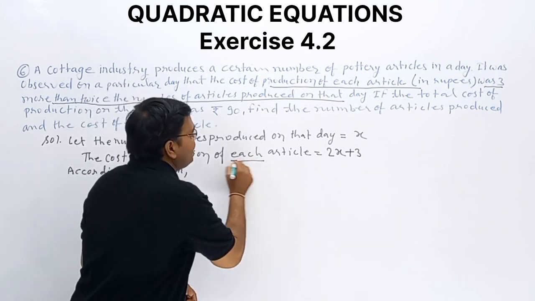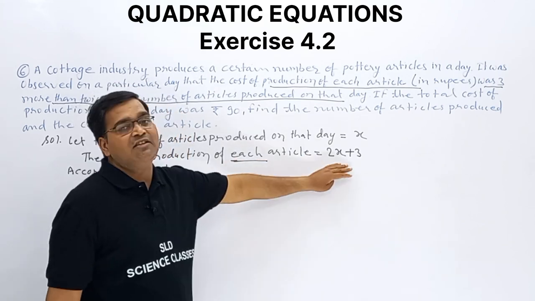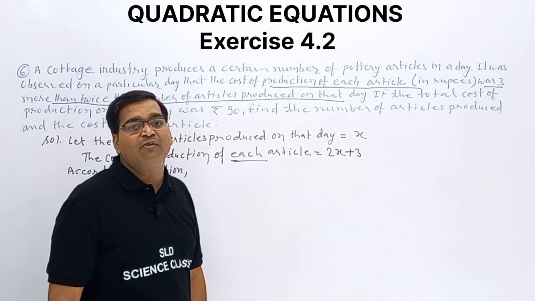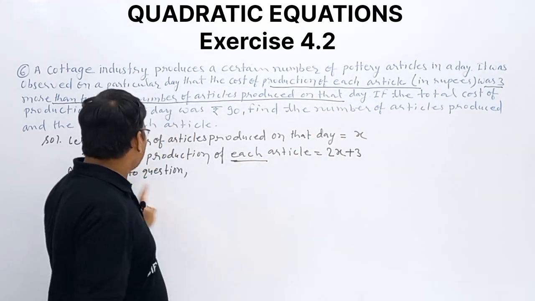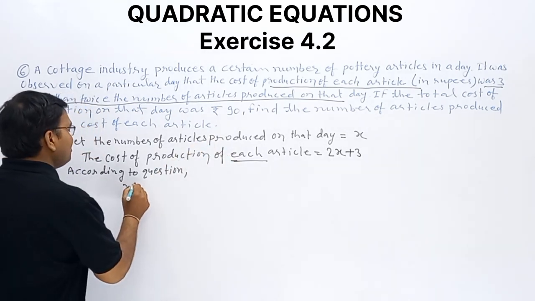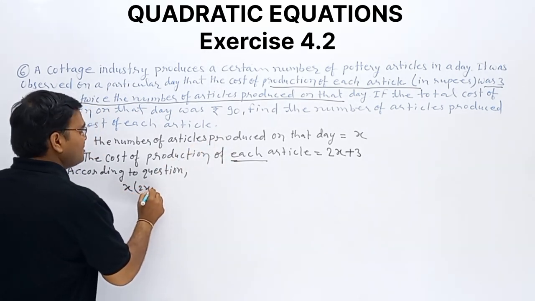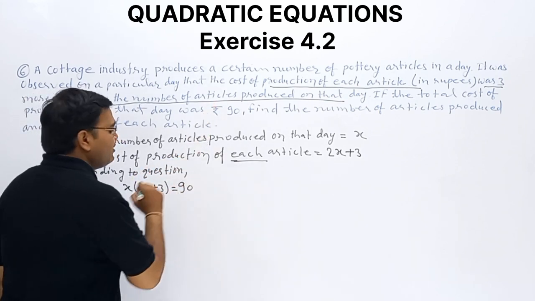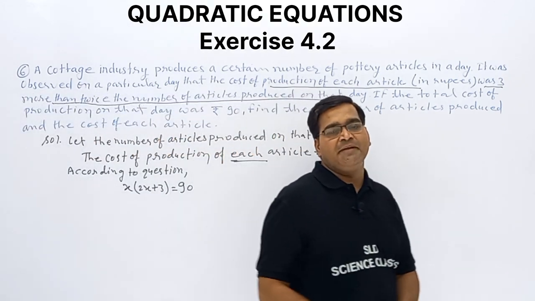Cost of each article, the cost of one article is this one. When we multiply both, then we will find the total cost. So total cost will be x into 2x plus 3, and it is given as 90 rupees. Are you getting what I am doing?